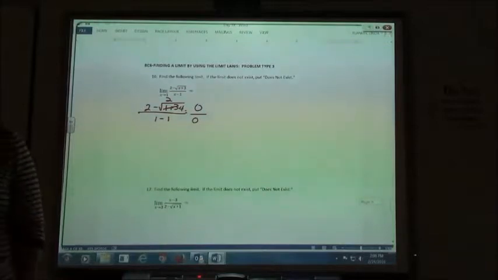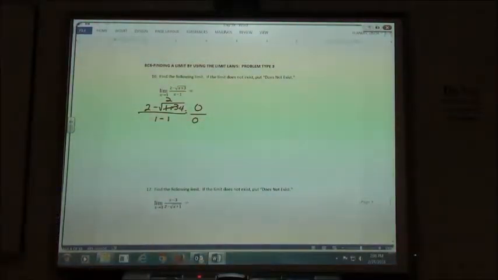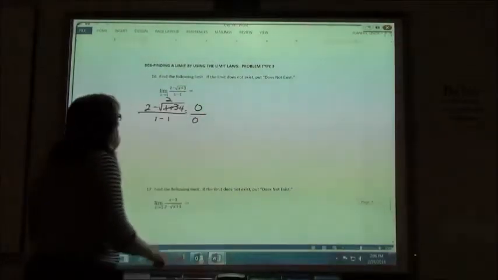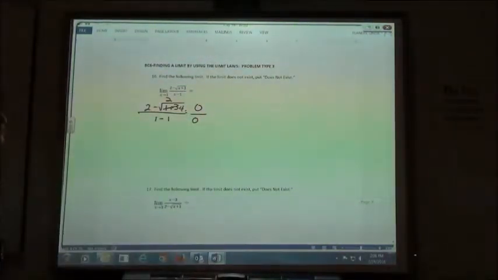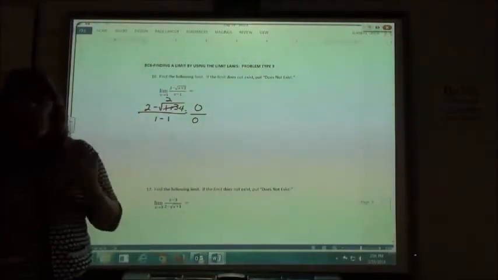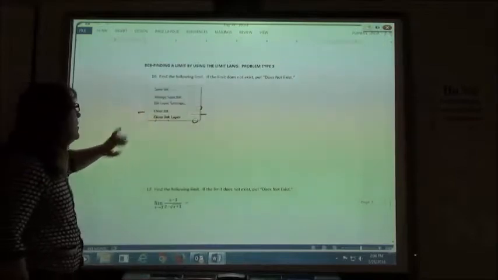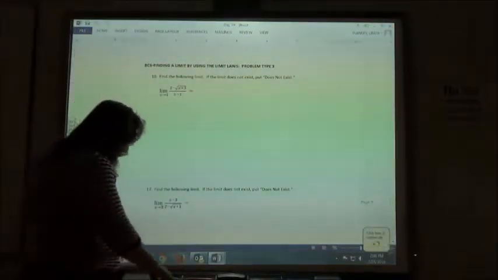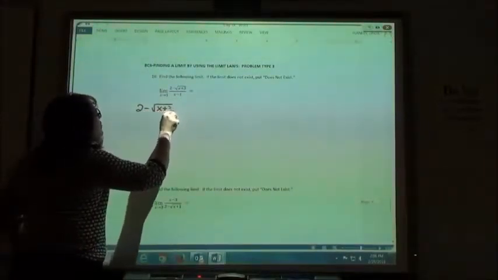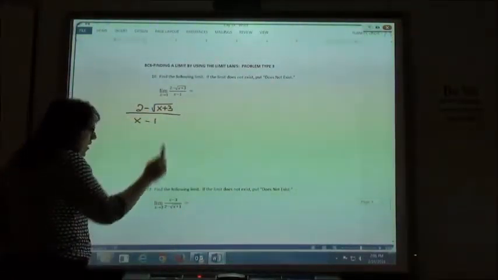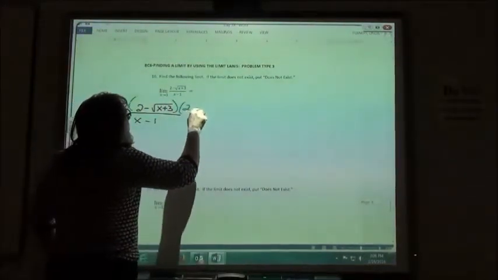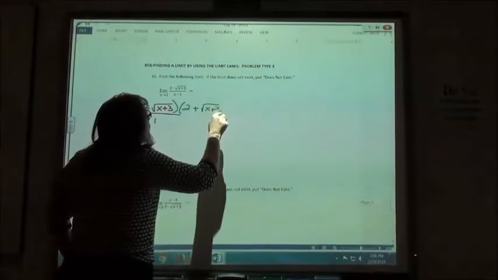And if you get 0 over 0, you have to try to rewrite your expression in a different form. On these ones, you're going to have a binomial, either in the numerator or denominator, and you're going to multiply by the conjugate, which is going to be really fun. So, if I have 2 minus the square root of x plus 3 over x minus 1, I'm going to multiply by 2 plus the square root of x plus 3.